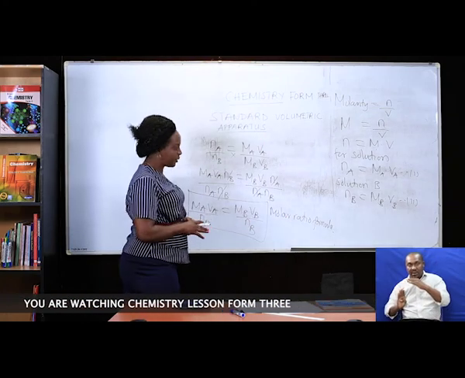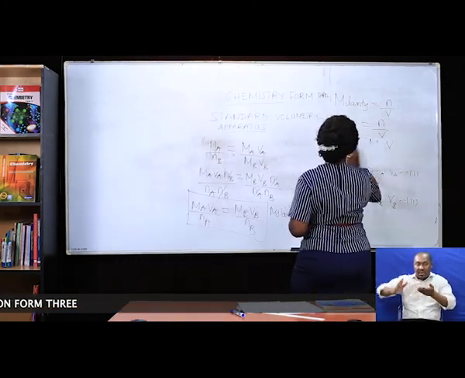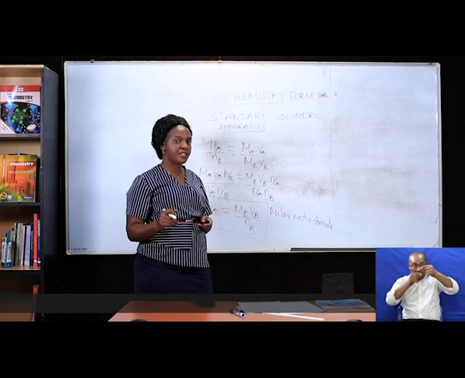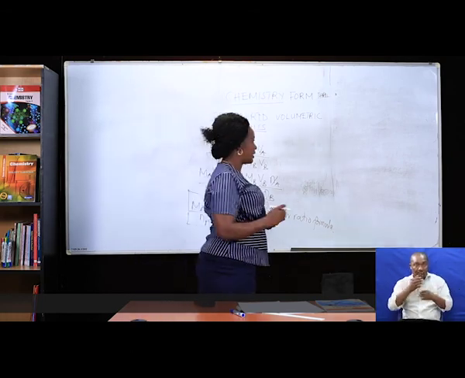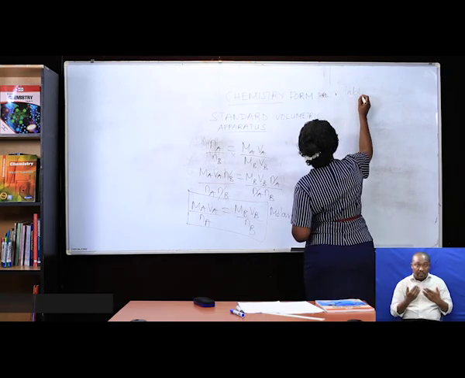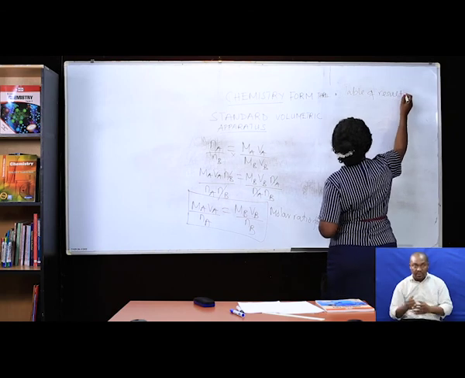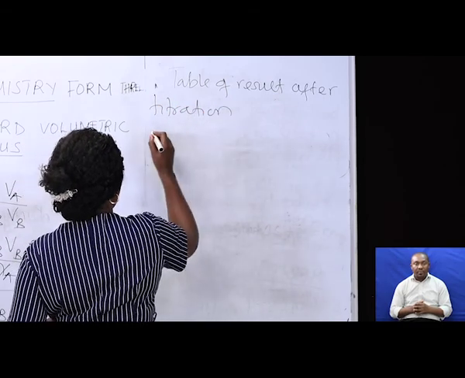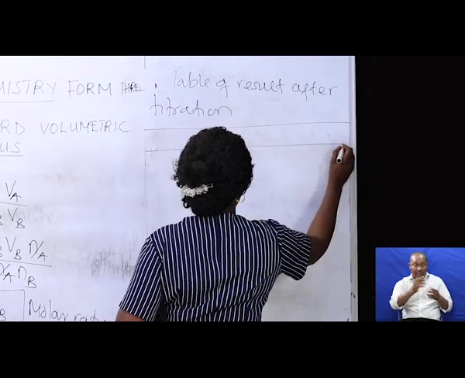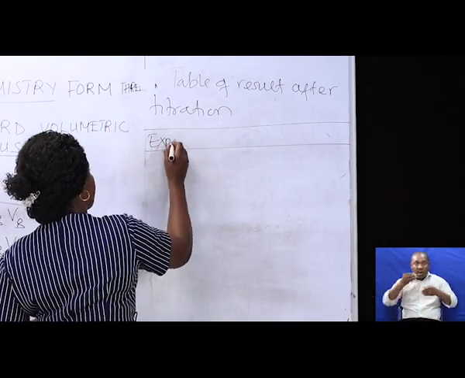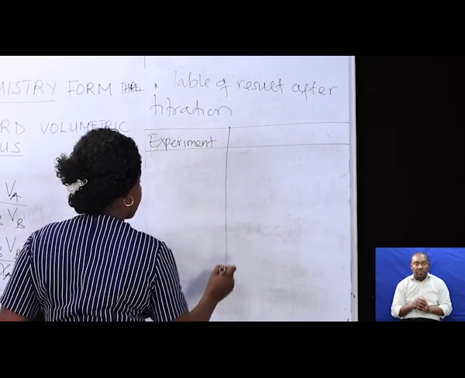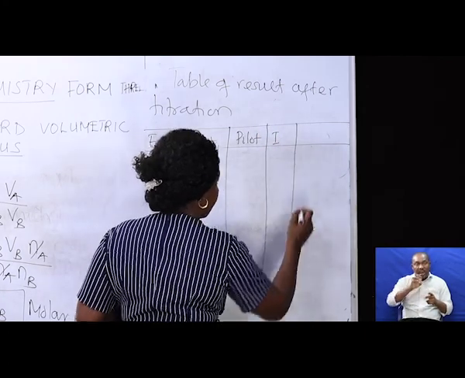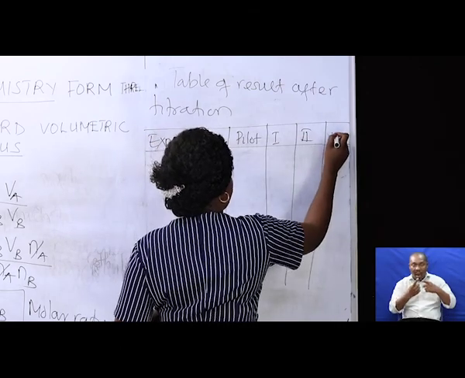Now we have the molar ratio formula. Let me construct a table of results. I have already titrated acid and base. I got the result, which I'm going to use to find this unknown concentration. So, table of results after titration. You'll draw your table, and this table will contain experiment, and then we must have a pilot as a starting point, experiment 1, experiment 2, and then experiment 3.